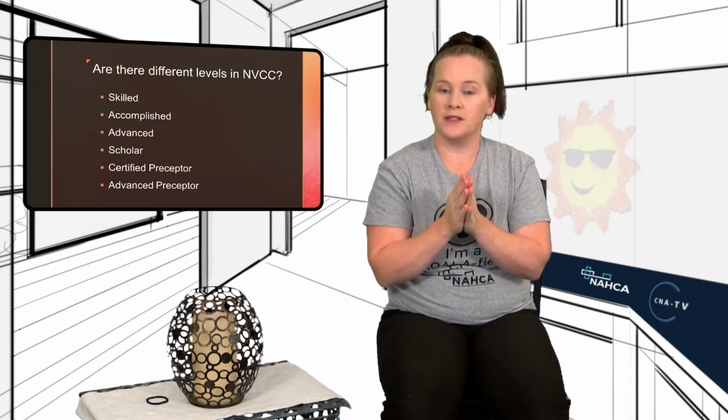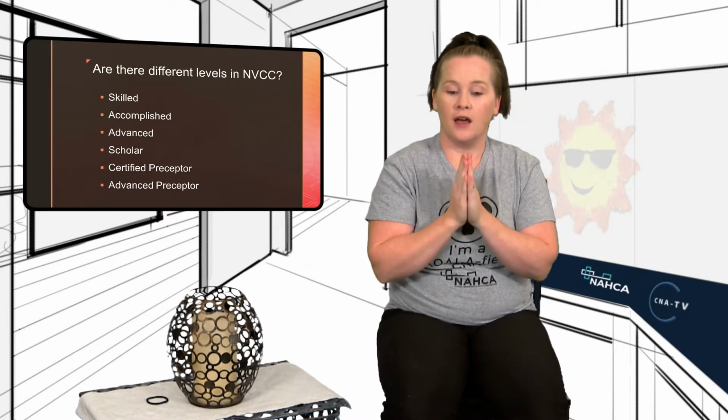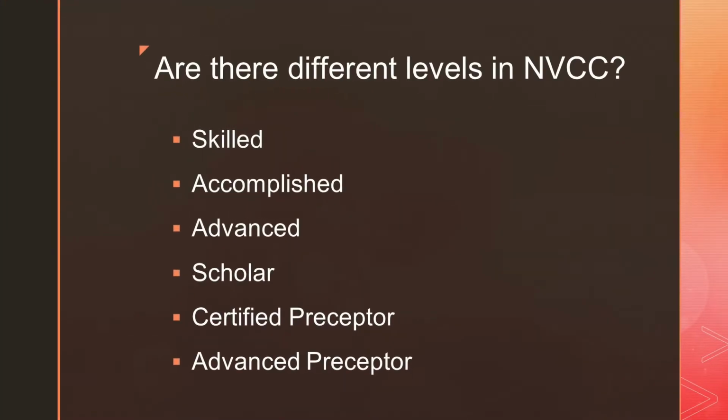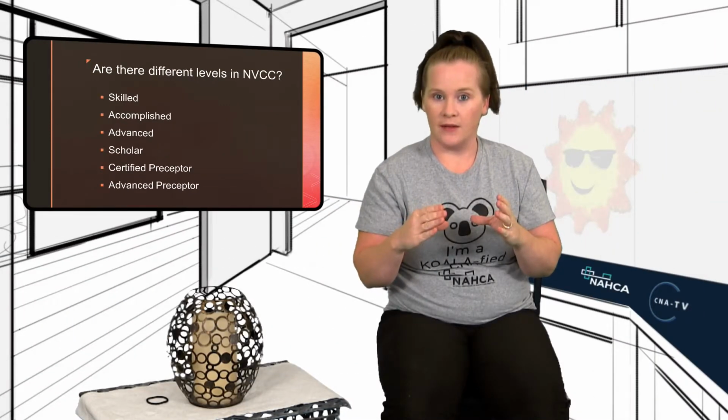The preceptor course is a certification. You receive your certification in the mail from NAHCA once you've completed that course, and the same with the advanced preceptor. You have to take the certified preceptor course before you can take the advanced preceptor course. So that's just a little bit about the ladder within MVCC.